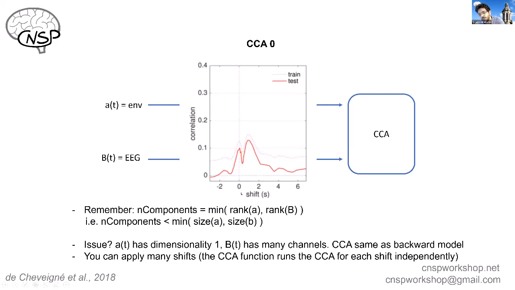The only thing you do is run this for many different shifts between stimulus and EEG, and you get your correlation. So it's really the same. It's comparable with the backward model in this case, and that's the simplest case. But you can then augment the envelope to get all of these other dimensions. Go for it. Questions?